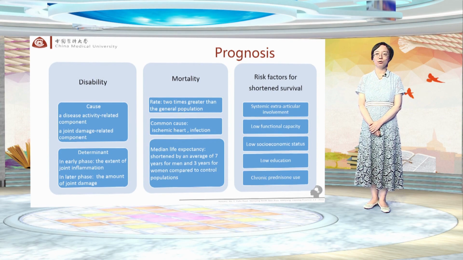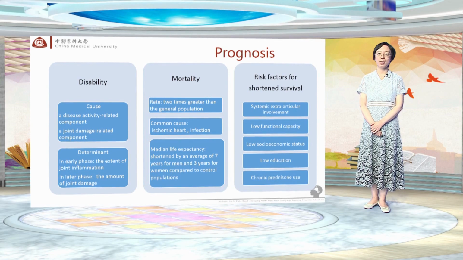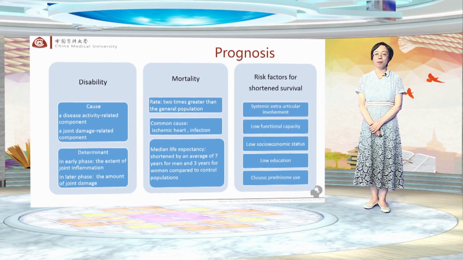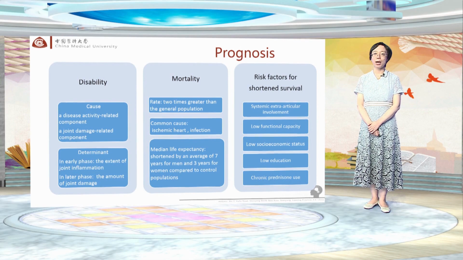The overall mortality rate in RA is 2 times greater than the general population, and ischemic heart disease is the most common cause of death, followed by infection. Median life expectancy is shortened by an average of 7 years for men and 3 years for women compared to control populations. Patients at higher risk for shortened survival are those with systemic extra-articular involvement, low functional capacity, low socio-economic status, low education, and chronic prednisone use.